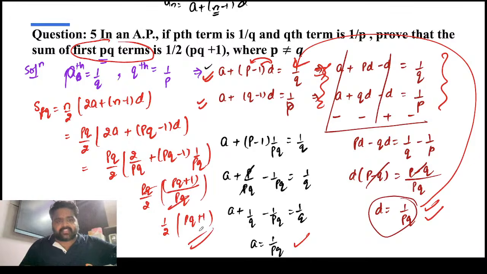This is one of the finest questions, this is the most expected question from your examination point of view. First of all, we need to calculate the pth term and qth term. By doing the elimination method, we have calculated the value of d and a. Now put the value of d and a in the formula for sum. When you simplify that, we came to the result that is 1 by 2 (pq plus 1).